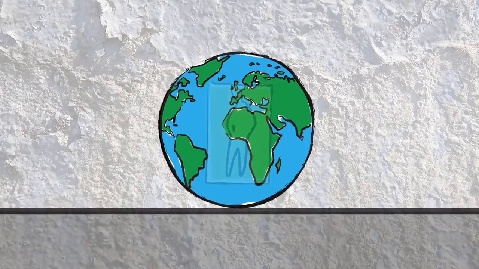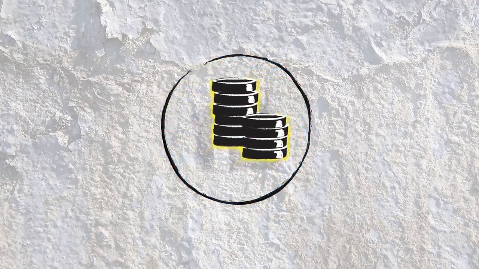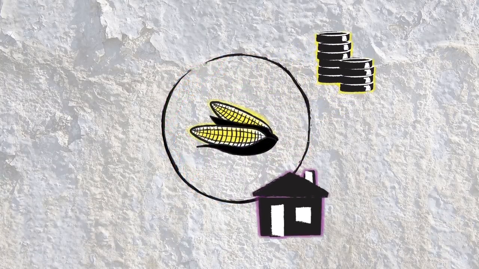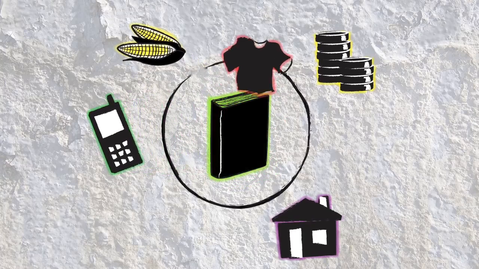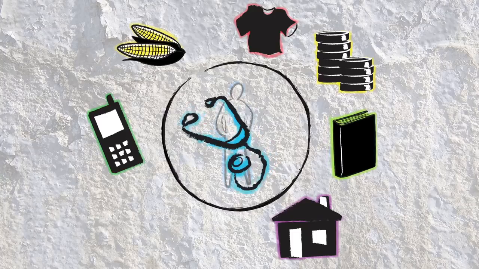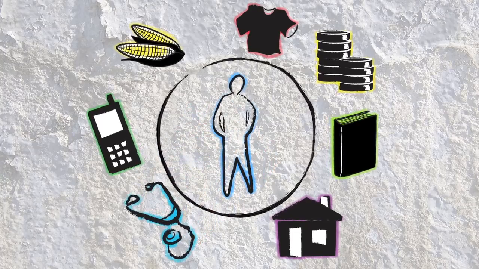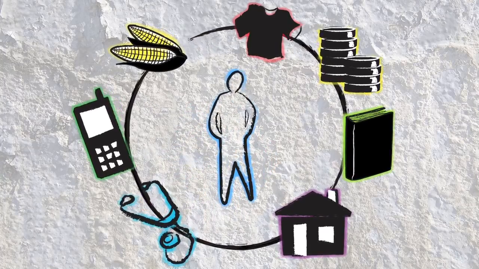Well-being comes from many different things: how much we earn, where we live, what we eat, how much we eat, the things we acquire and use every day, whether we go to school or not, or see a doctor when we are sick. All of these contribute to the quality of life.